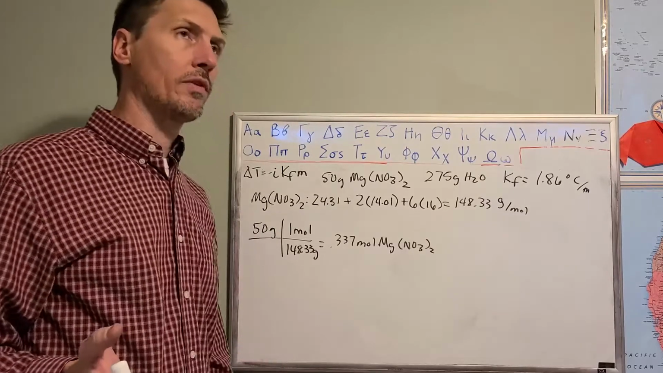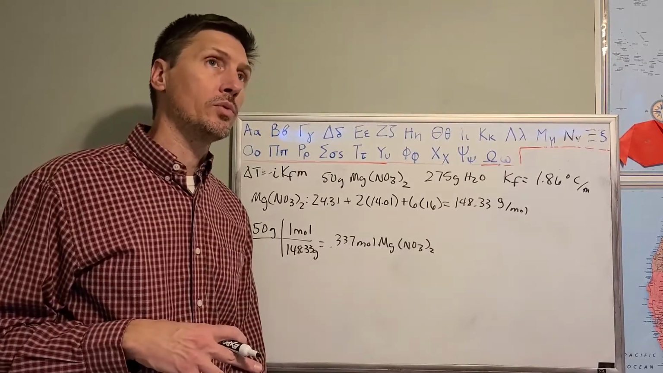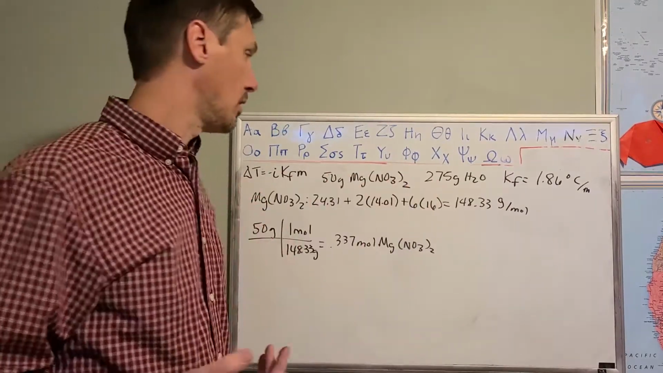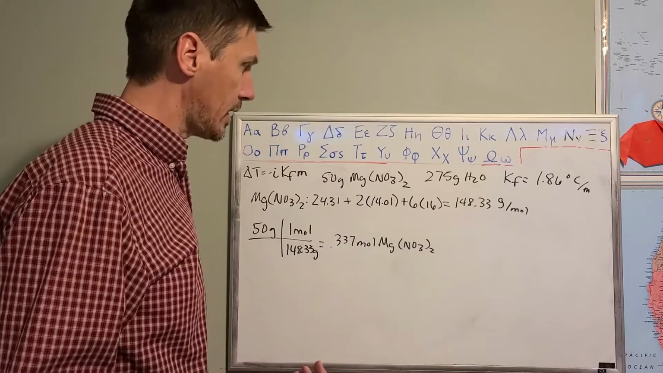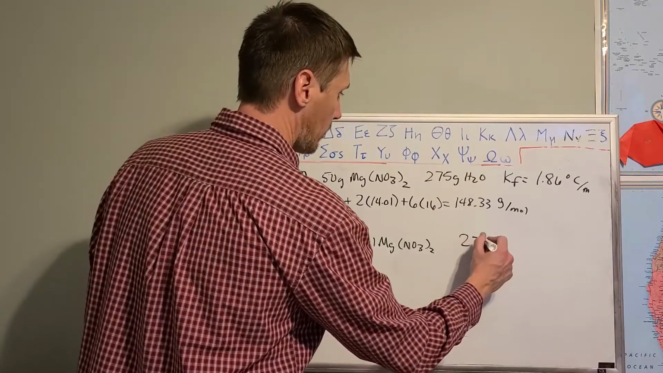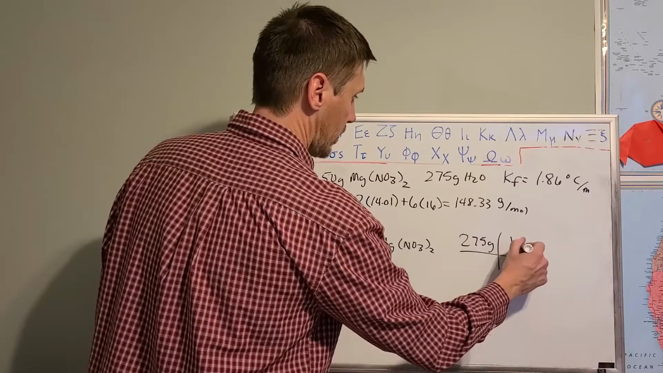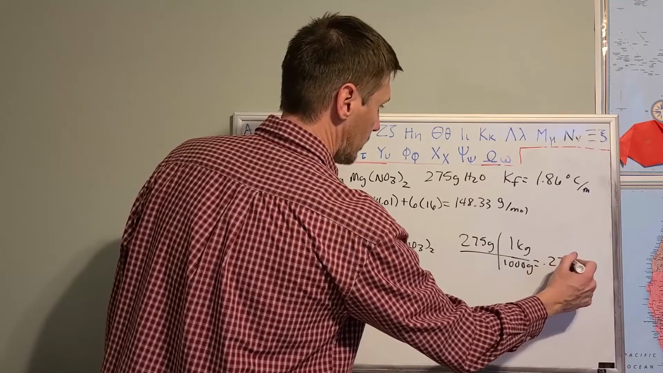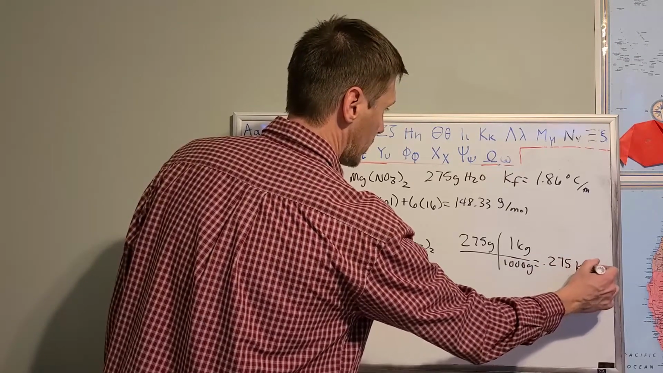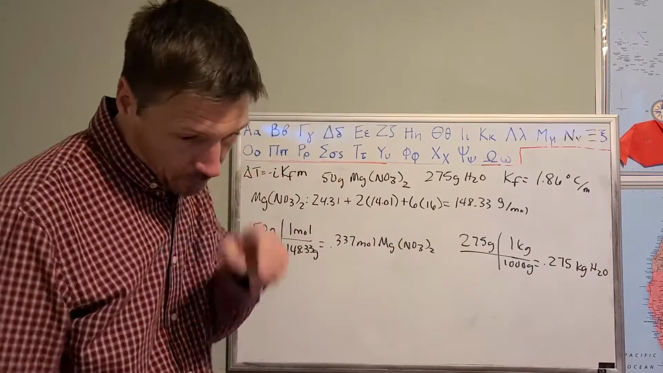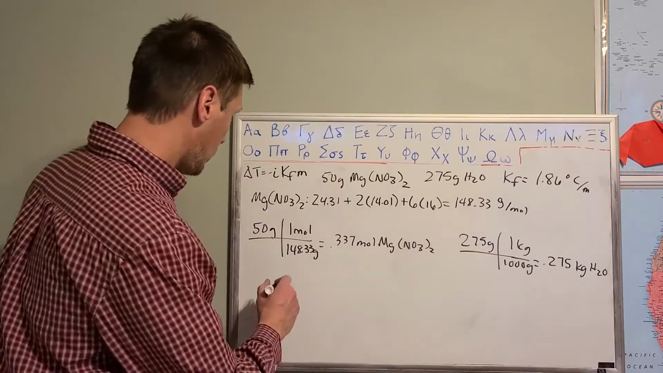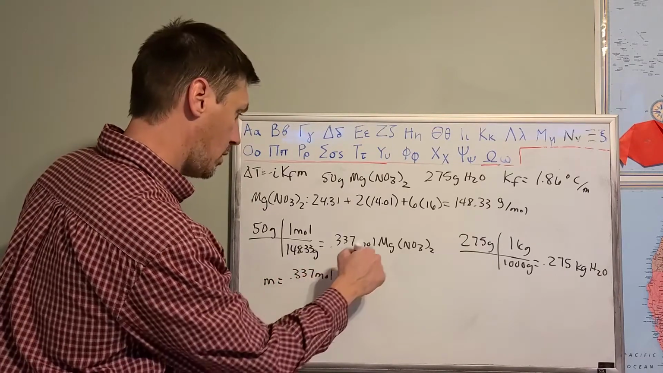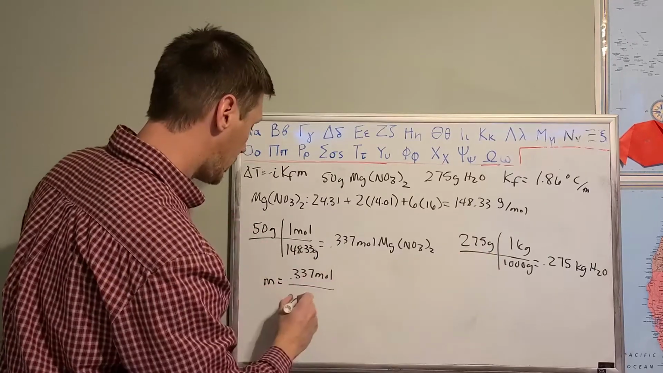The other thing we need in order to calculate molality is the kilograms of the solvent, right? Are we given that? We're given grams of the solvent, so we're going to have to convert to kilograms. 275 grams, with 1 kilogram equals 1,000 grams, is 0.275 kilograms of H2O. Now we should have everything we need to calculate molality. So m is equal to 0.337 moles of this solute over 0.275.